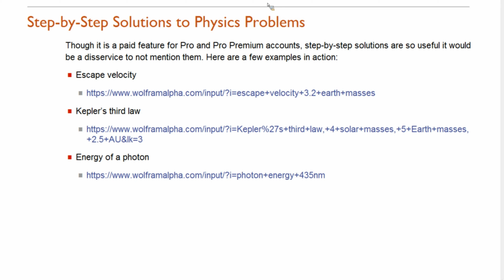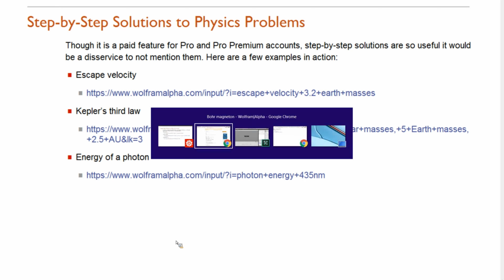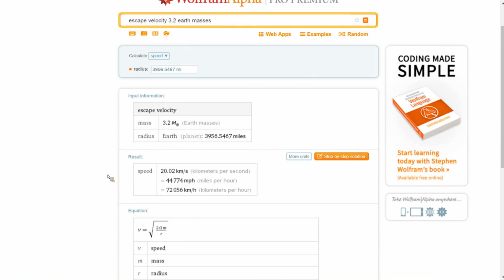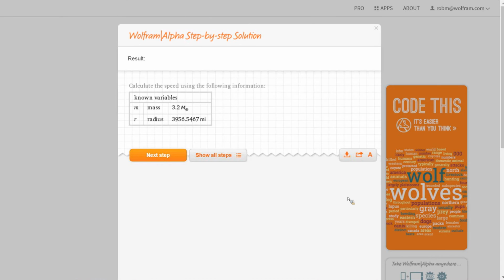Basically, a lot of problems that are built into Alpha, it has equations that it knows for different problems. So I could ask it for the escape velocity of a 3.2 Earth mass planet. Well, it knows the escape velocity equation, and it knows how to solve equations, and it knows how to generate step-by-step solutions for solving equations. So you can get a step-by-step solution to solving this physical equation.